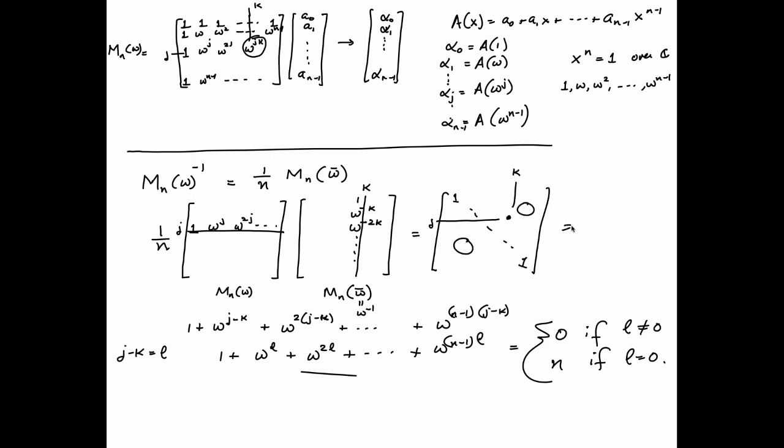So it's the identity. Okay, so what this tells us is that the discrete Fourier transform and its inverse look very similar to each other.